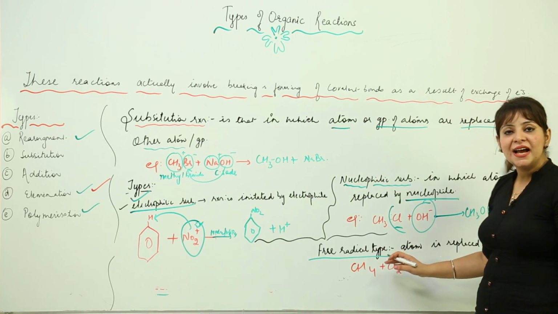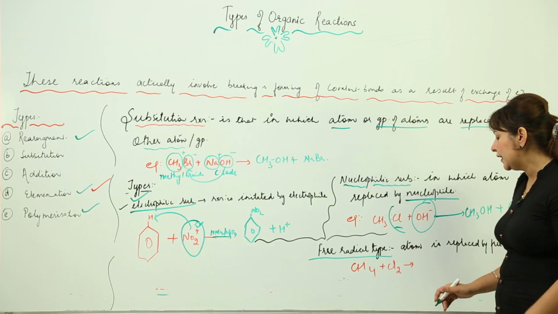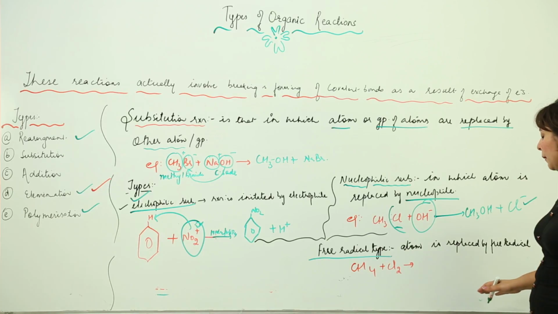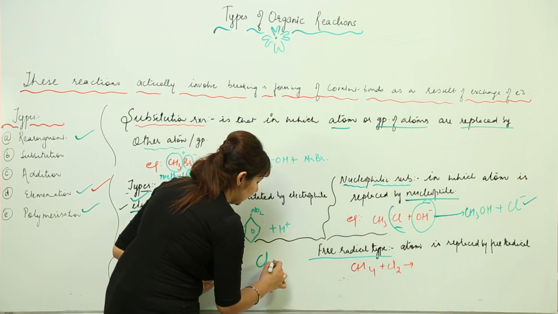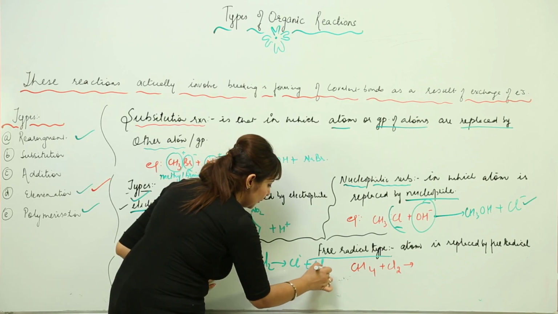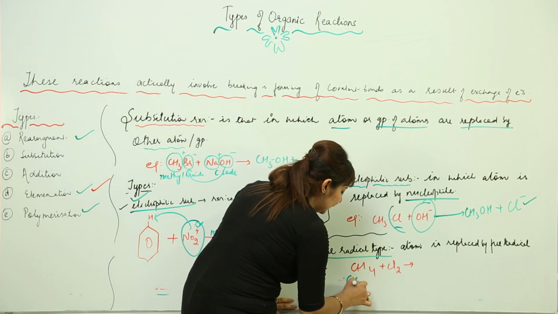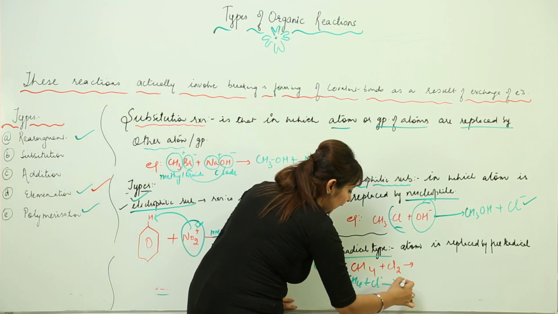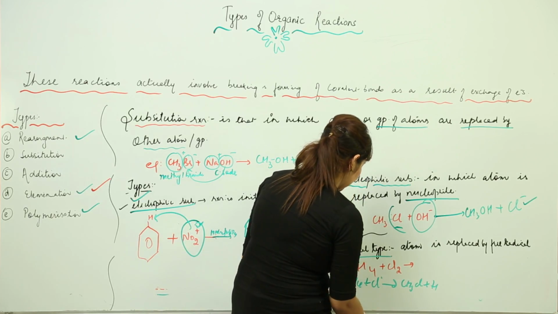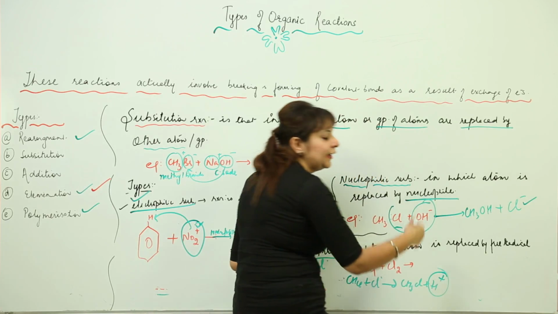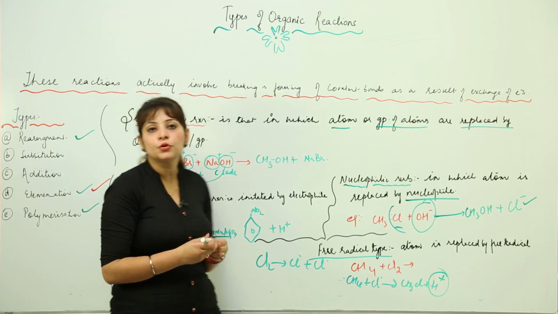Free radical type is that in which the atom with an unpaired electron is going to replace the other atom. So let's say chlorination of methane is the best example here. What happens actually is this Cl2 undergoes homolytic fission and forms this Cl dot, that is the free radical. Then this free radical reacts with this methane forming CH3Cl, and we get this H positive, which will further react with the other Cl forming HCl. So this is the substitution reaction.